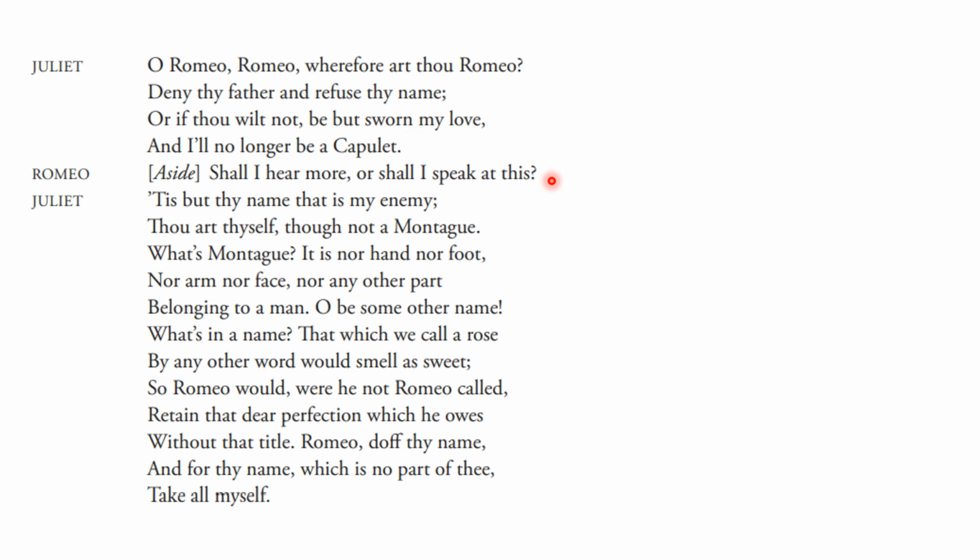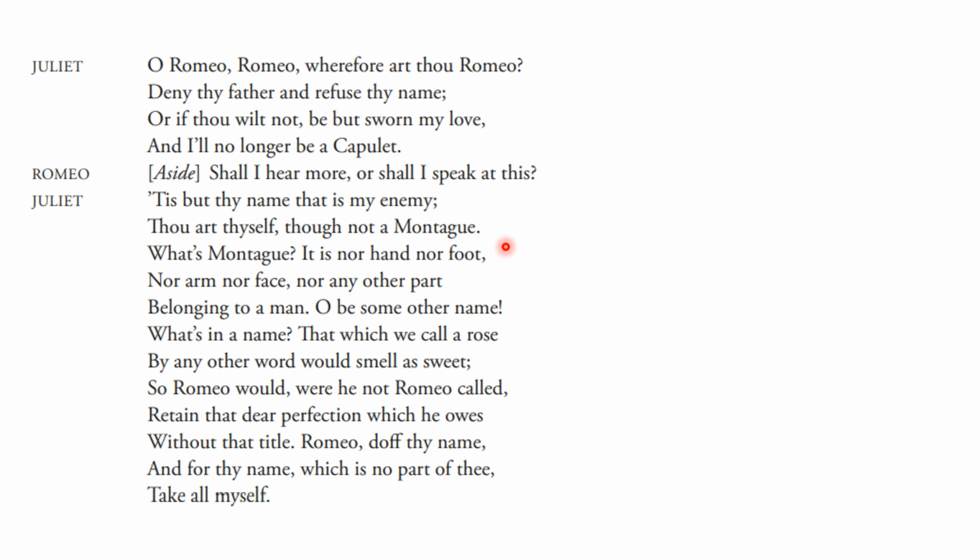And then Romeo says again, "Shall I hear more, or shall I speak at this?" He's like, shall I let her go on, or shall I speak to her and let her know that I'm here? Juliet says, "'Tis but thy name that is my enemy. Thou art thyself, though not a Montague." She basically says that only your name is posing a problem and I would still love you if you stopped being a Montague. And then she stops herself and she says, "What's Montague?"